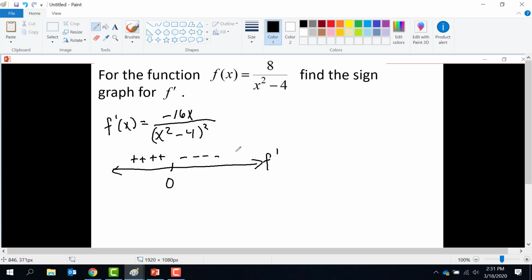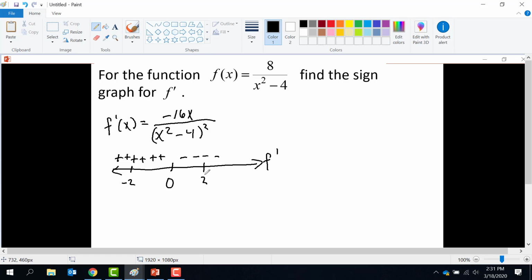And again, we also should include on my sign chart all the critical numbers. The critical numbers are the numbers that make the derivative 0 or undefined. I only have what makes it 0, but undefined is over here at negative 2 and 2. But again, notice that my sign chart doesn't change at negative 2 or 2 because the denominator is being squared.